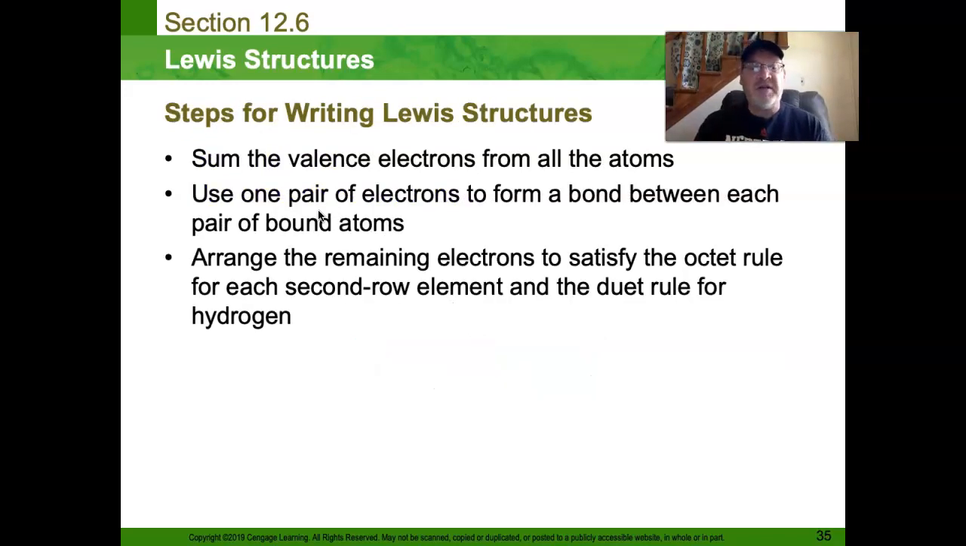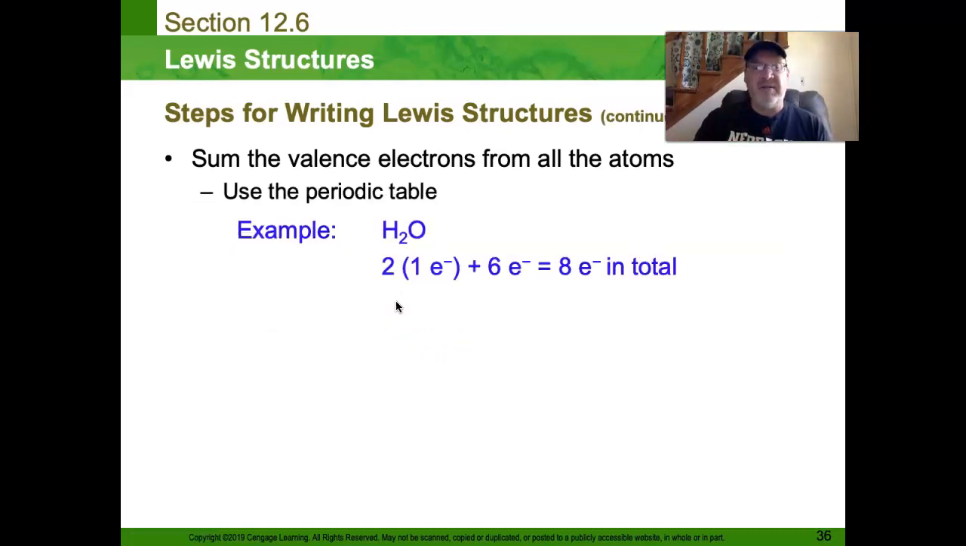When we write a Lewis structure, always follow the steps. Add up the number of valence electrons. We saw in chapter 11 how you could figure out the number of electrons for a particular atom. And I like the next steps. You're going to have a central atom, so one pair of electrons from the central atom to each of the outer atoms, and then give any remaining electrons to the outer atoms itself.